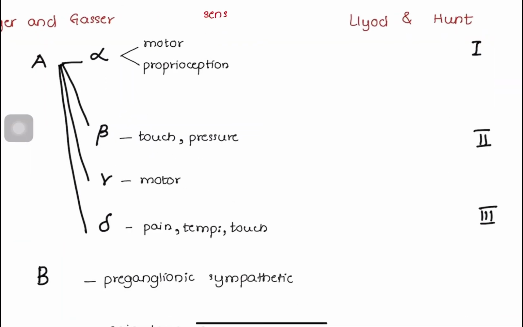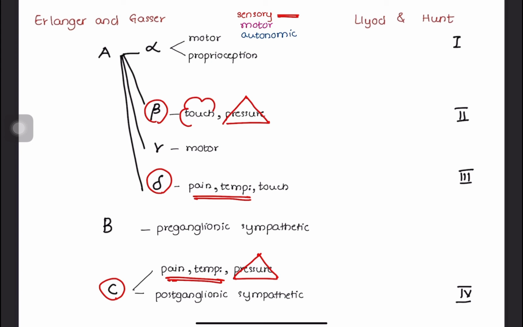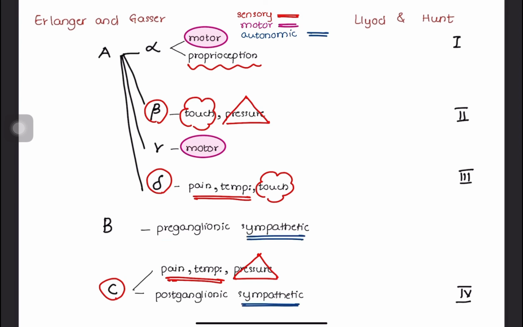These classifications apply to both sensory and motor fibers, as well as autonomic nerve fibers. Fibers carrying pain and temperature sensations are A delta and C fibers. Pressure is carried by A beta and C fibers. Touch sensation by A beta and A delta. Proprioception by A alpha fibers. A alpha and A gamma fibers serve as motor fibers. B and C fibers act as preganglionic and postganglionic sympathetic fibers respectively.